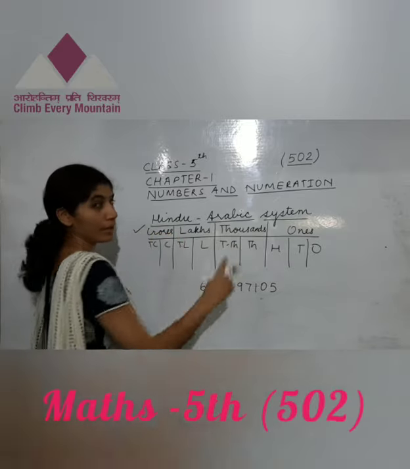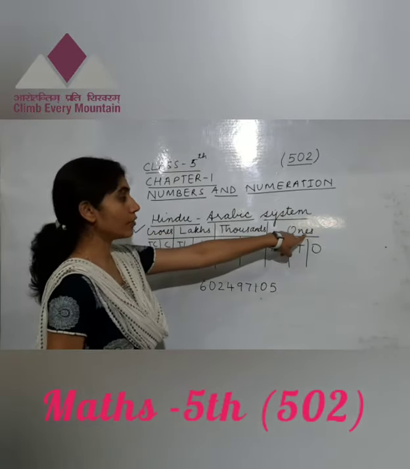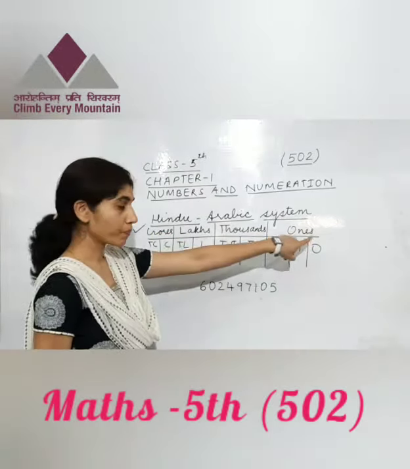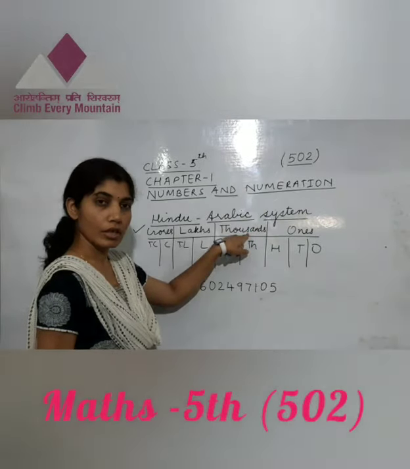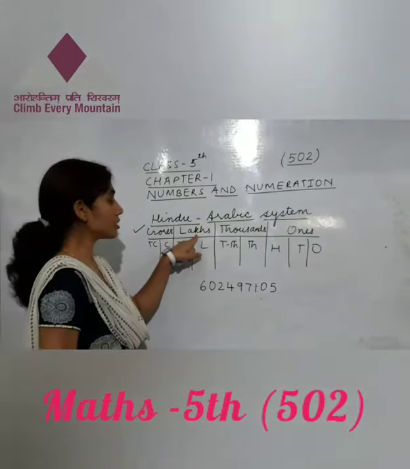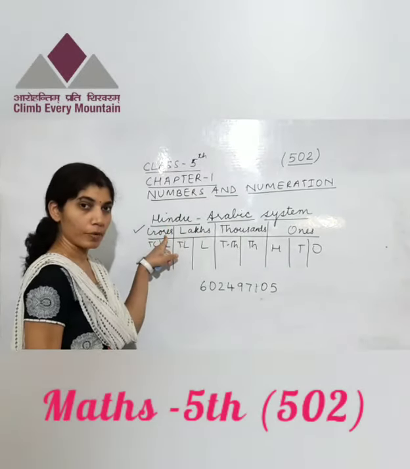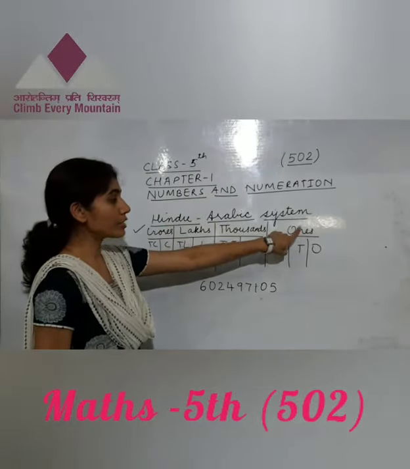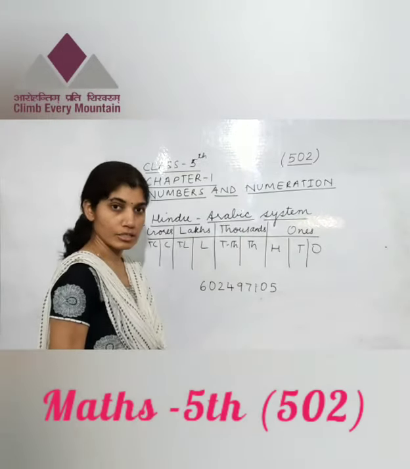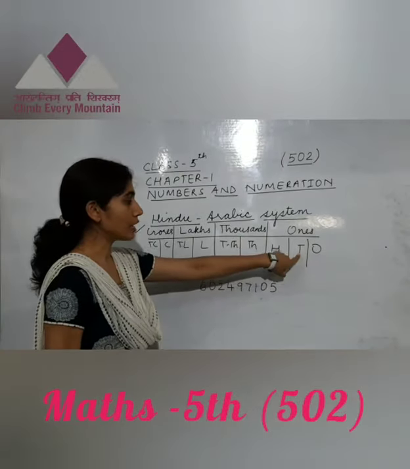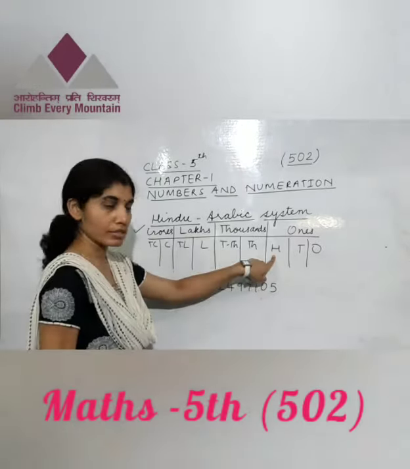From the right side, the first period is the ones period. Then the second period is the thousands period. Next is the lakhs period. And then the crores period. Okay? The ones period is divided into 3 places: ones place, tens place and hundreds place.